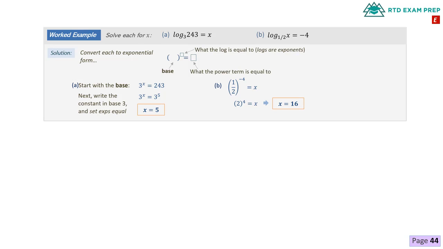I also wanted to point out, looking at example B, that as a reminder, our base and our argument can never be 0, nor can they be negative. However, there's nothing stopping an exponent from being negative. So it's okay for this output value here to be -4. But the 1/2, which is of course itself not a variable, and the x, those two positions can never be 0 or negative.